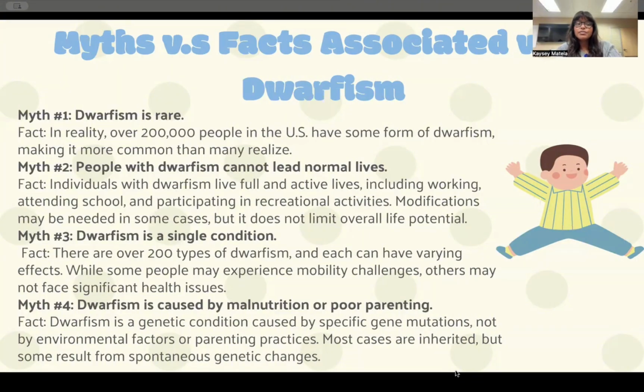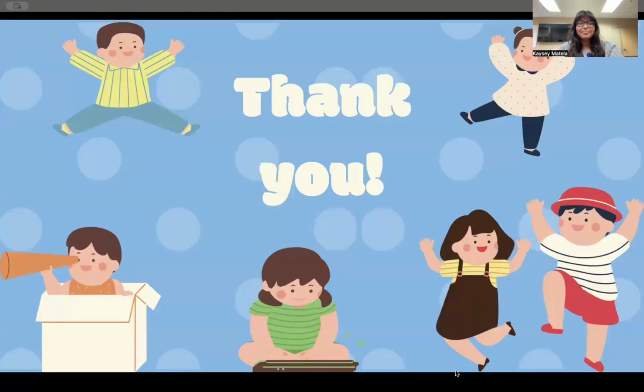Myth number 3, dwarfism is a single condition. Fact, there are over 200 types of dwarfism and each has varying effects. While some people may experience mobility challenges, others may not experience any significant health issues. Myth number 4, dwarfism is caused by malnutrition or poor parenting. Fact, dwarfism is a genetic condition caused by specific gene mutations, not by environmental factors or parenting practices. Most cases are inherited, but some result from spontaneous genetic changes.